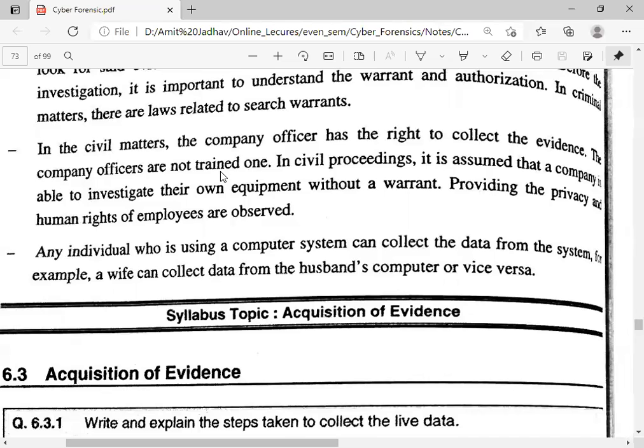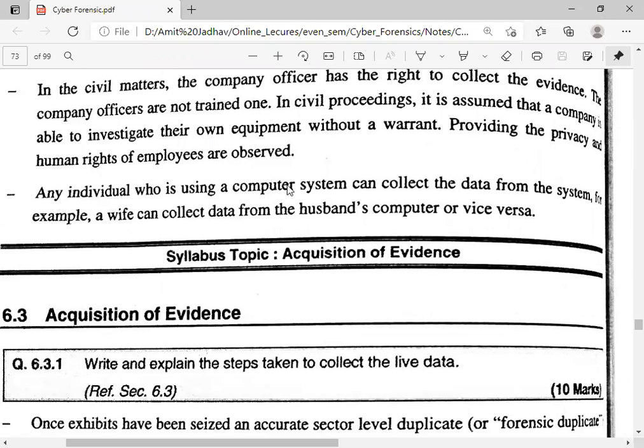In civil matters, the company officer has a right to collect the evidence. The company officers are not trained in civil proceedings. It assumes that the company is able to investigate its equipment without a warrant, provided the privacy and human rights of employees are observed. So in a company, the officer can collect the evidence. Even if the officers are not trained, the court believes that they can handle the tools efficiently.